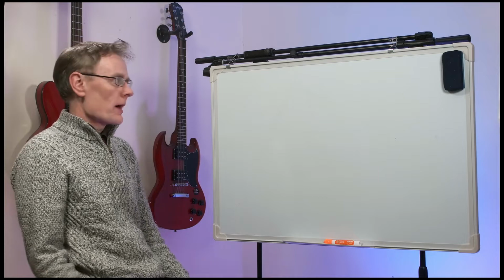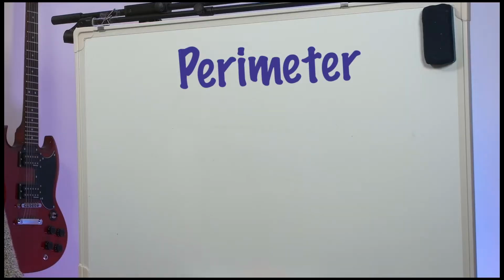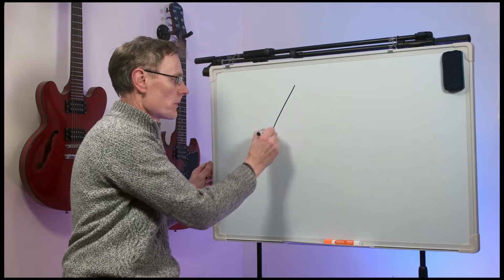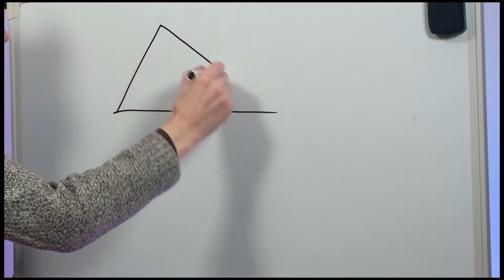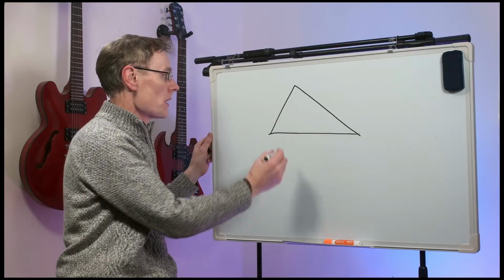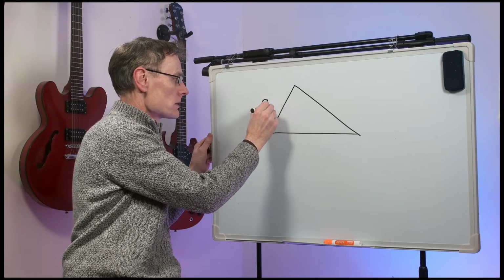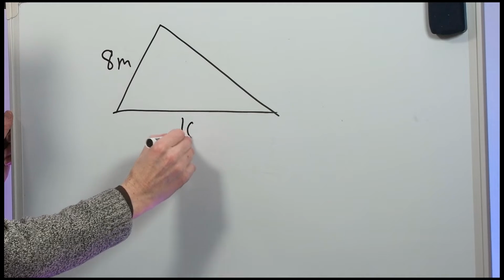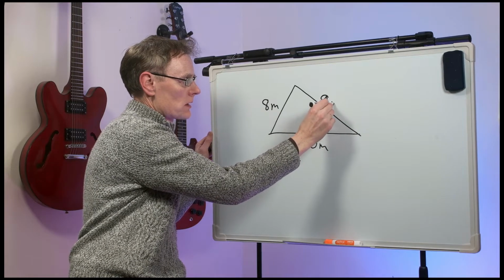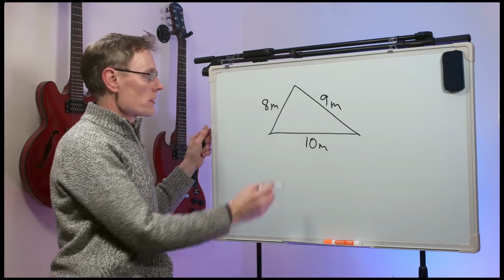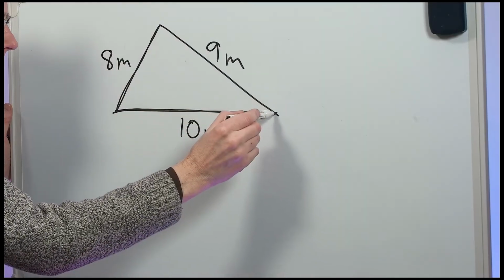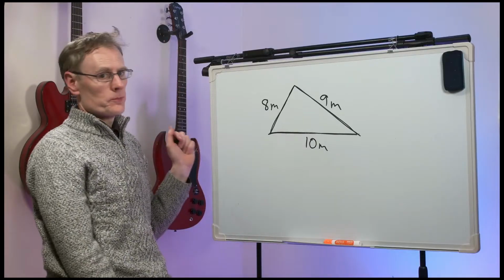Today I'm going to talk to you about perimeter. Perimeter is the length around a shape. So, for example, if we have a triangle, let's say this is a picture of a pitch outside. Let's say it's 8 meters this way, 10 meters across the bottom, and 9 meters along there. The perimeter is simply the distance, the total distance you would run all the way around back to the start.